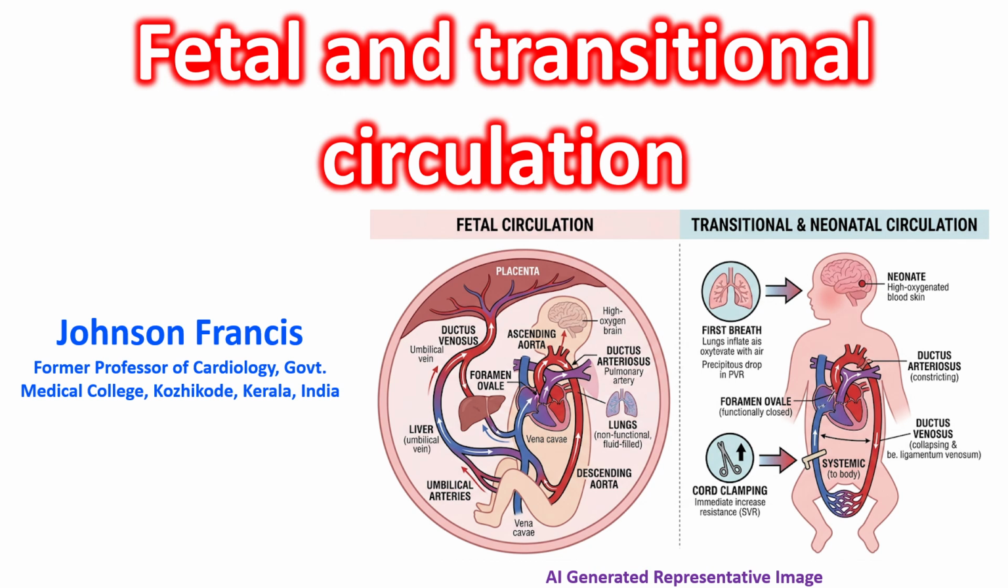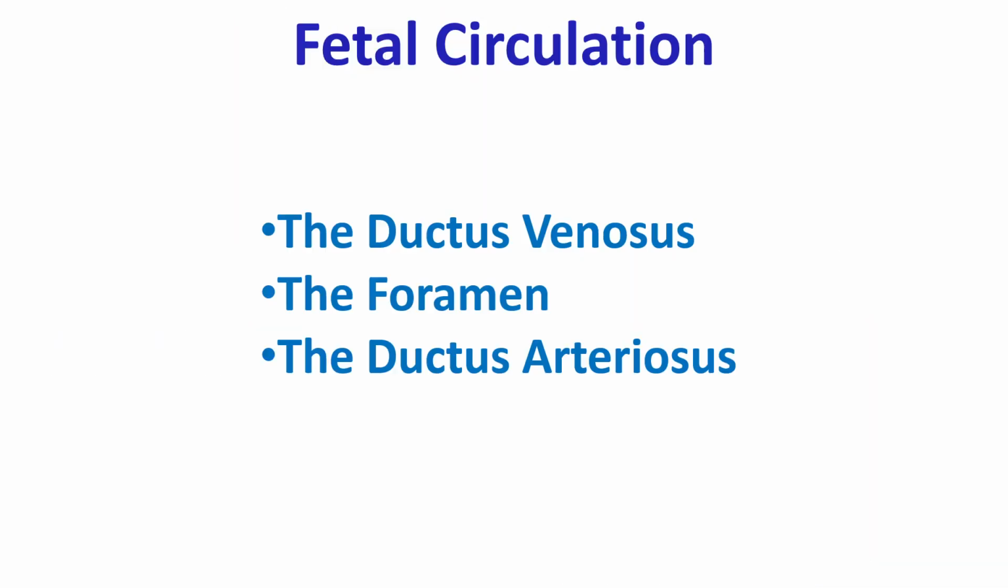Fetal circulation is a highly specialized system designed to optimize oxygen delivery to the developing brain and myocardium while bypassing the non-functional fetal lungs and immature liver. It operates as a parallel circuit heavily reliant on right to left shunting. In utero, the placenta serves as the organ of gas exchange.